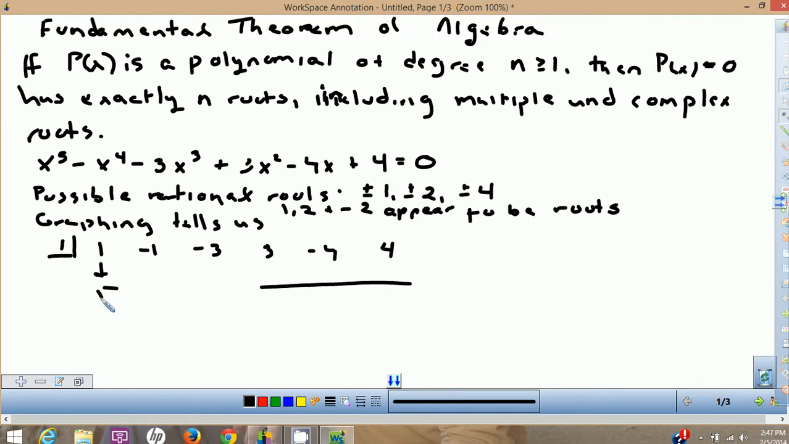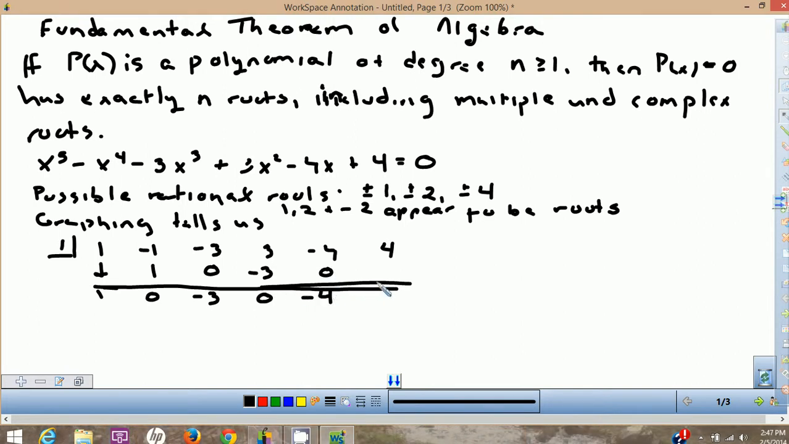There's my 1. Multiply by the number in the box, gives me another 1. Add down, that's 0. 0 times 1 is 0. Negative 3 plus 0 is negative 3. Negative 3 times 1 is negative 3. Add down, I get 0. Multiply by 1, I get 0. Add down, I get negative 4. Multiply by 1, I get negative 4. Add down, I get 0. Okay, so I got a remainder of 0. If I got a remainder of 0, then x equals 1 was indeed a 0 of this function.